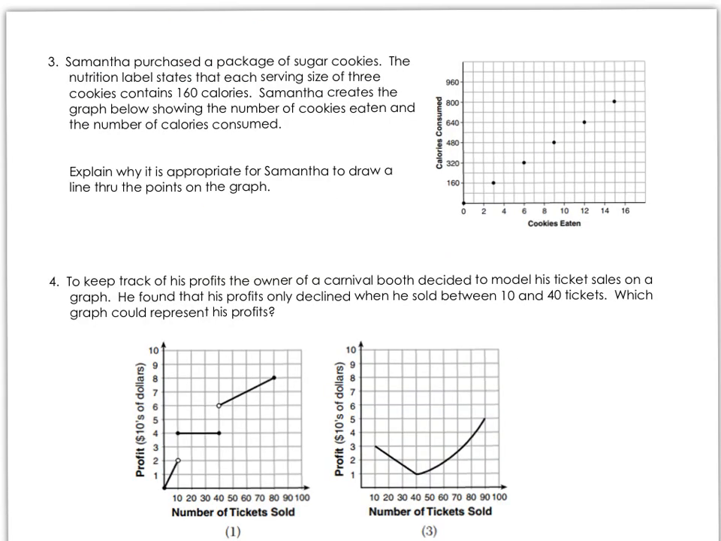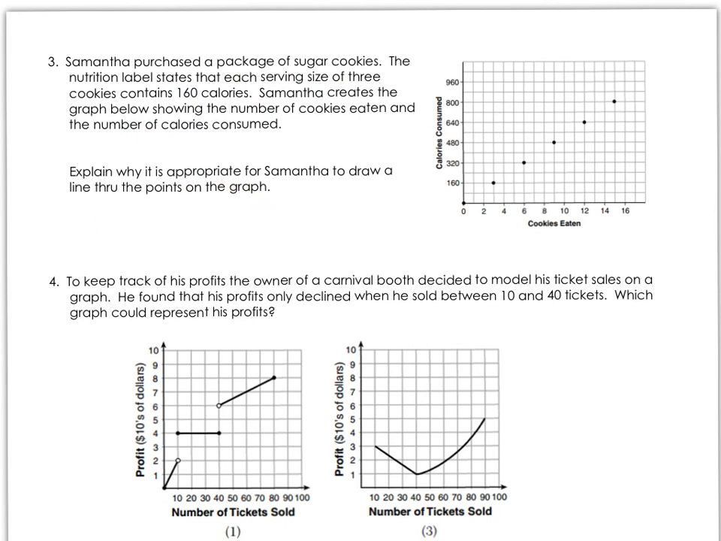Okay, question number 3 says that Samantha purchased a package of sugar cookies. The nutrition label states that each serving size of 3 cookies contains 160 calories. Samantha creates the graph below showing the number of cookies eaten and the number of calories consumed, and it's actually to the right here. Explain why it is appropriate for Samantha to draw a line through the points on the graph.